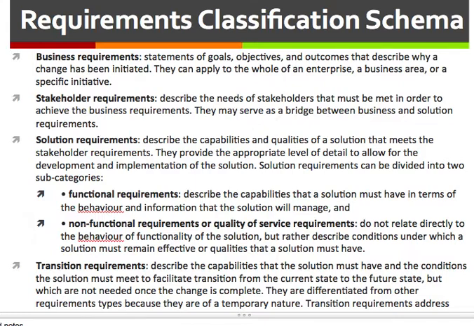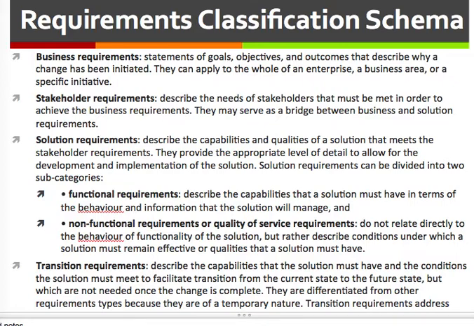Okay, now I'm going to go to the next part. It talks about the requirement classification schema. Let's understand what we mean by business requirement. Business requirements are statements of goals, objectives, and outcomes that describe why a change has been initiated. They can also apply to the whole of an enterprise, or to a business area, or to a specific initiative.